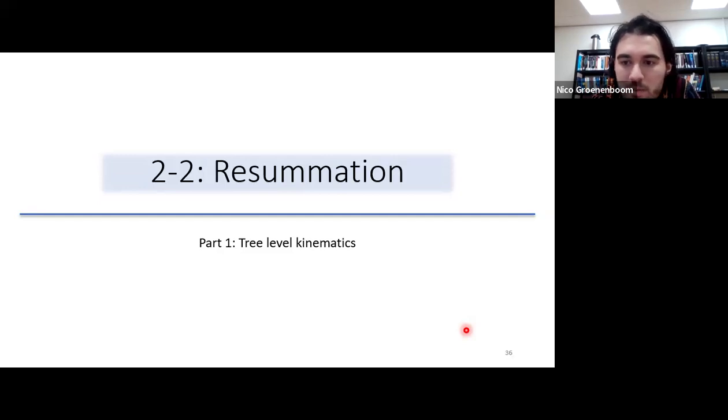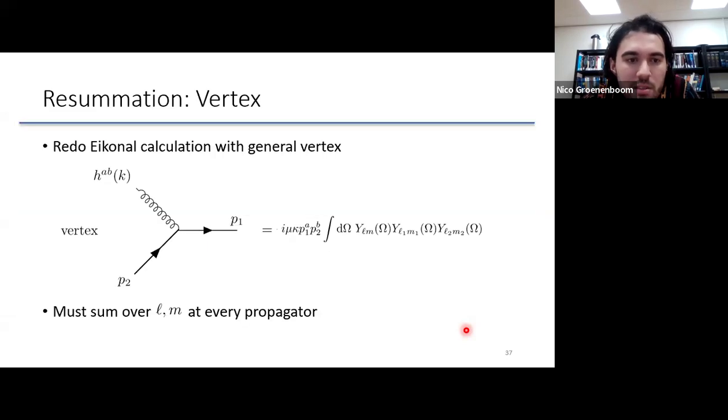So the first step was, first I investigated what this resummation does on the tree level to see how this changes our system. So for the vertex, we will now consider the full vertex where the prefactor remains the same, but we have this integral over all harmonics. That means that every propagator in the diagram will be at a different LM. And we must sum over this LM each time. And every vertex will contain another integral over the angles. So the expressions will grow quite quickly.